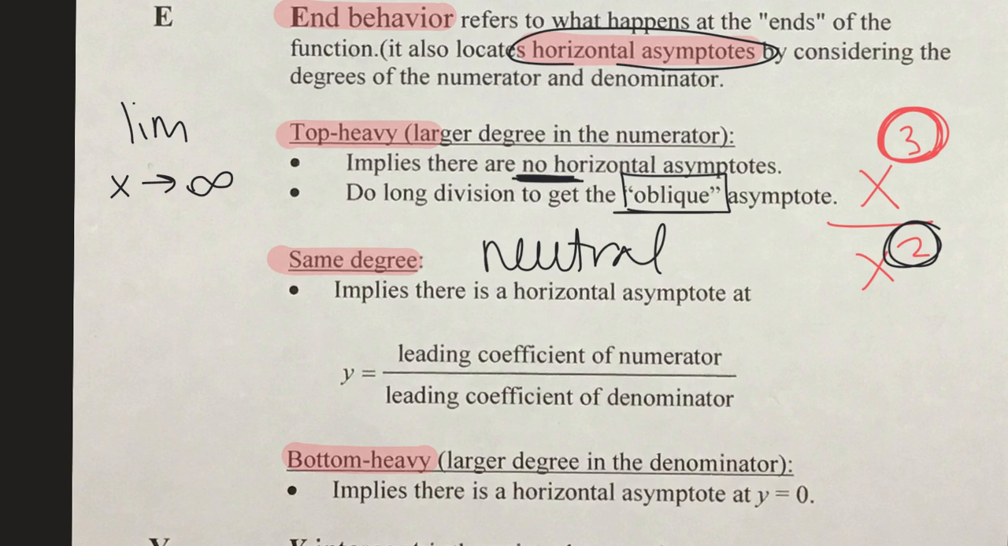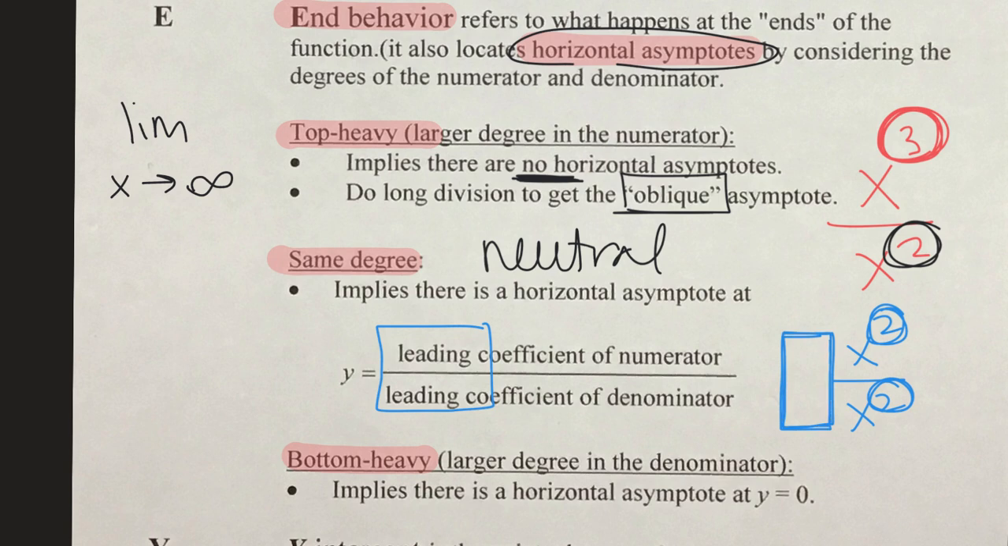Okay, if it's neutral, right, if we have an x squared over an x squared as an example, right, neutral, the power in the top is the same as the power in the bottom. Right, your degrees are the same. Then you look at your leading coefficients. Okay, and so it's a y equals something, depending on your coefficients. Okay, so we have some examples of that also today.